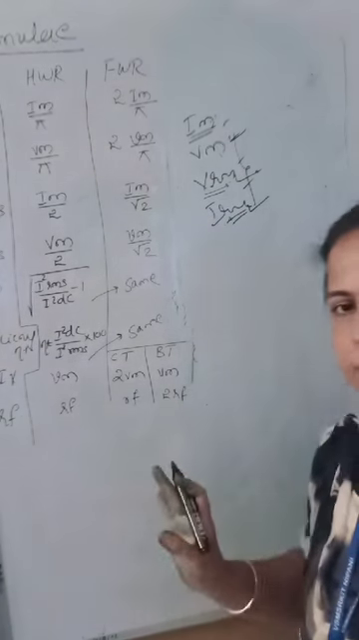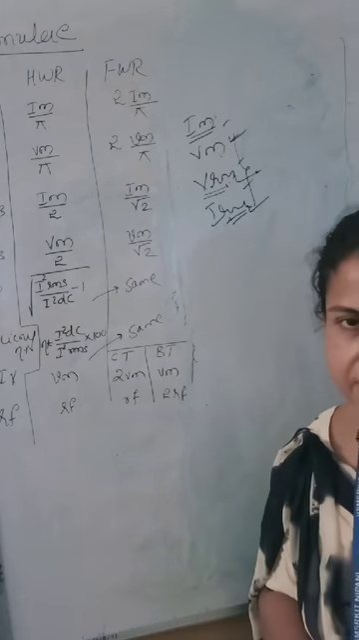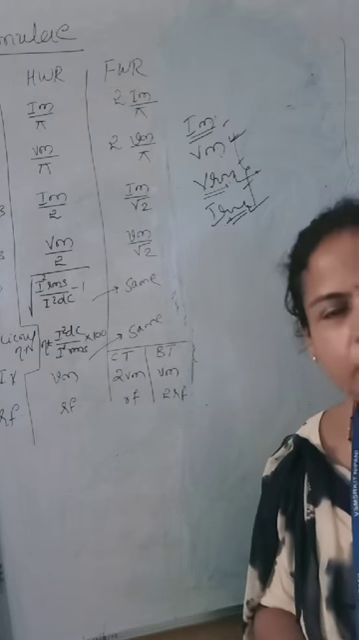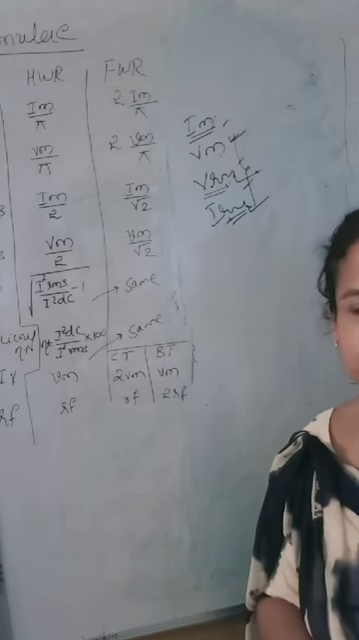These are the problems we have seen on rectifiers. In the next class, we will be seeing one or two problems on the Zener diode. Okay, thank you.